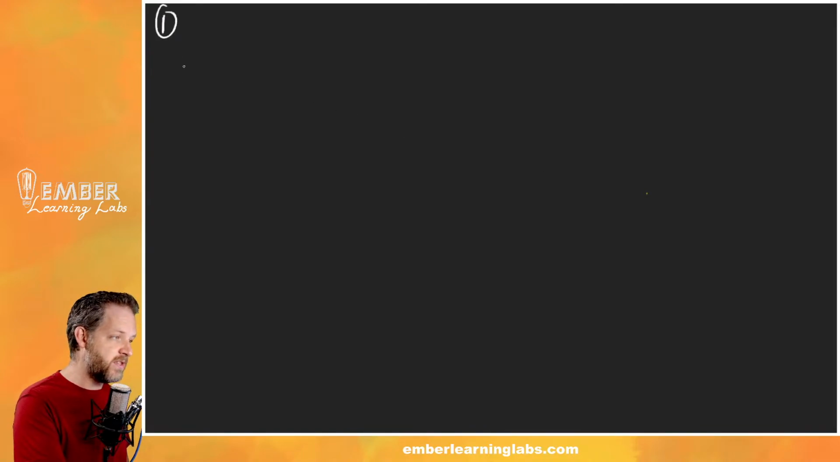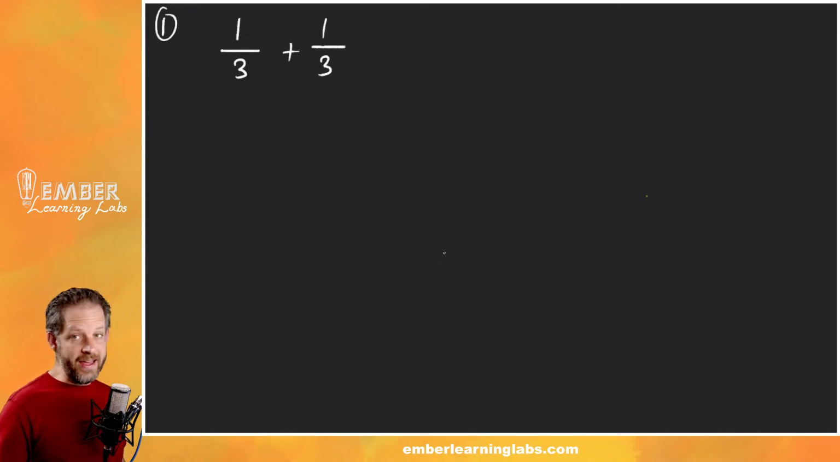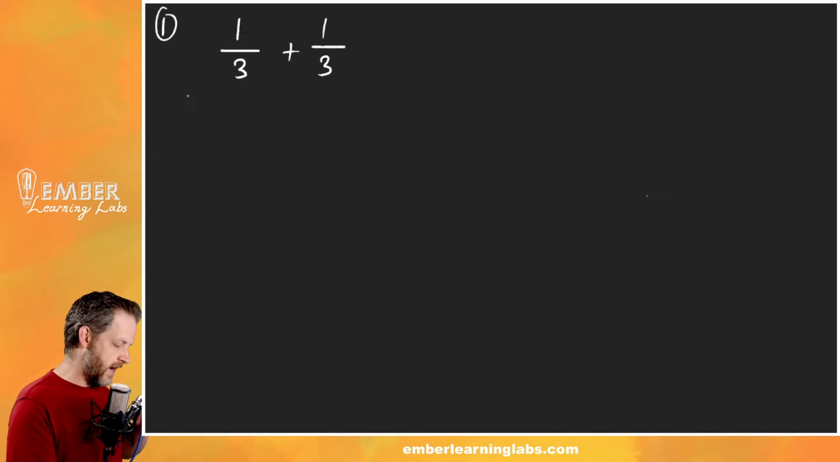Okay, so we're going to start with example 1. So let's do 1/3 plus 1/3, right? This we've done for a long time, so you probably know very well how to take care of this guy. With this one, since the denominators are alike, we just add the numerators, add the tops, and then leave the denominator the same.